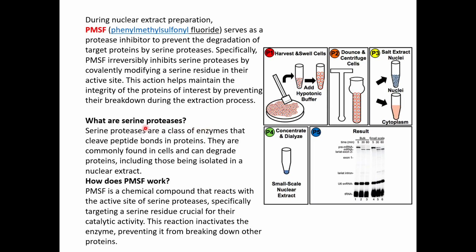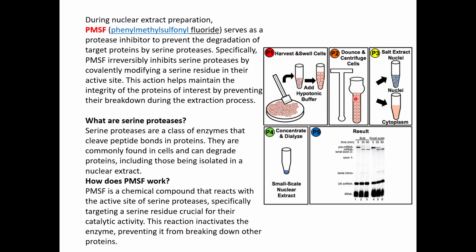So, what are serine proteases? Serine proteases are a class of enzymes that cleave peptide bonds in proteins. They are commonly found in cells and can degrade proteins, including those being isolated from nuclear extract. So if they are getting degraded, then you don't have anything left in your sample. PMSF is a chemical compound that reacts with the active site of serine proteases, specifically targeting the serine residue crucial for catalytic activity. So that's how it inhibits it. This reaction inactivates the enzyme, preventing it from breaking down other proteins.